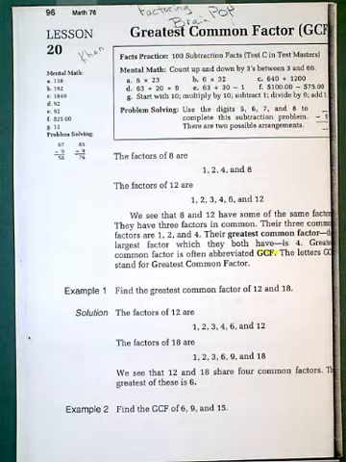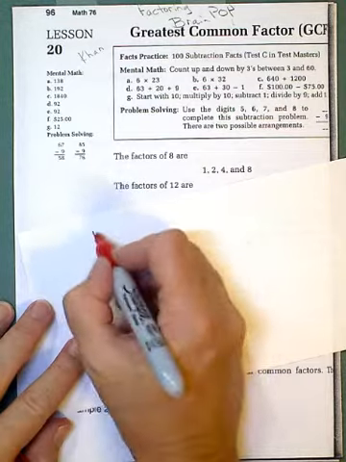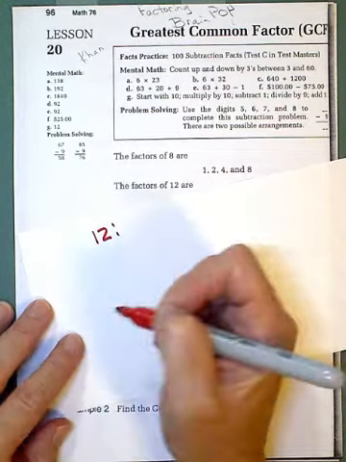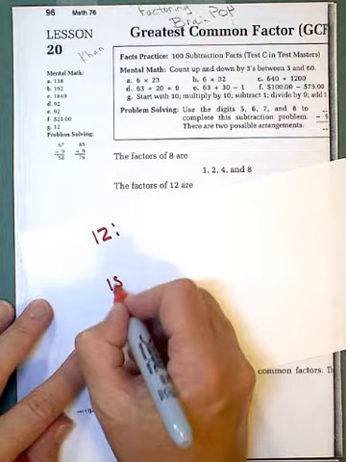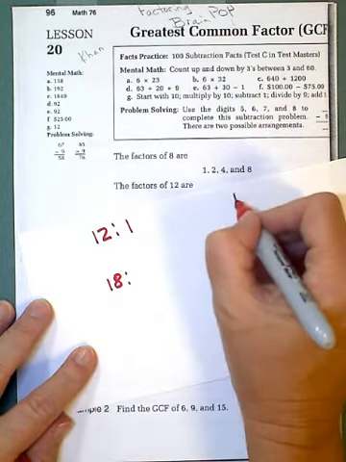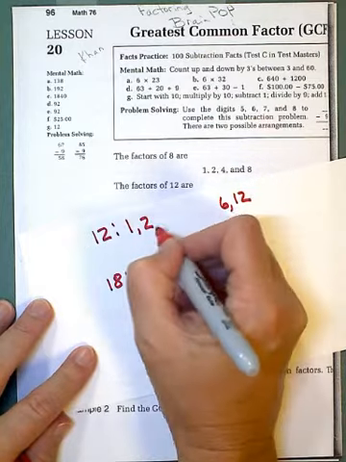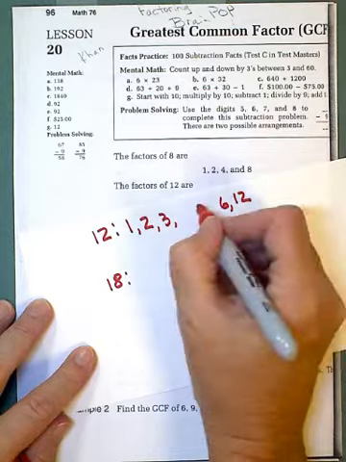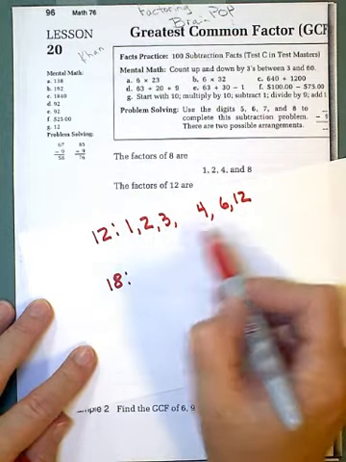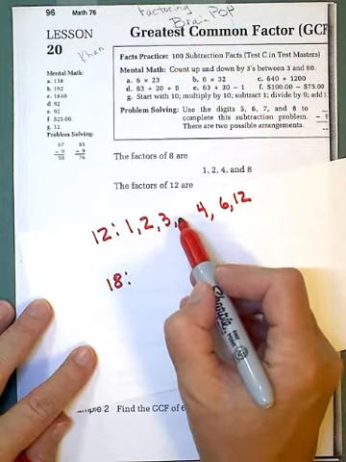In example 1, we're asked to find the greatest common factor of 12 and 18. In order to do that, first find all the factors of 12, then find all the factors of 18. So 1 and 12, 2 and 6, 3 and 4, and our list is now complete because 5 does not multiply by anything to equal 12.